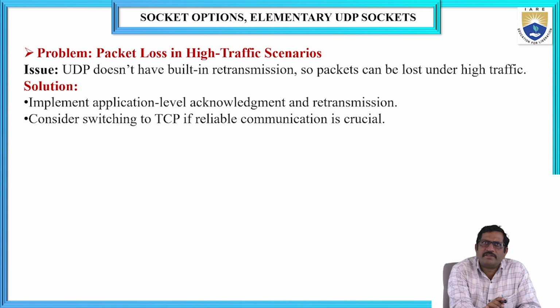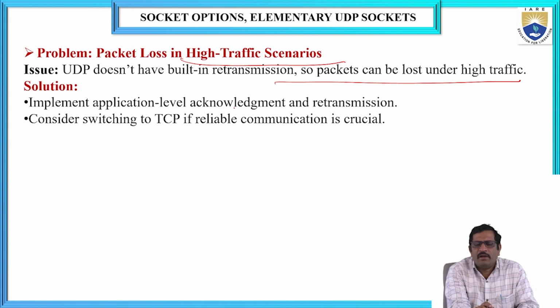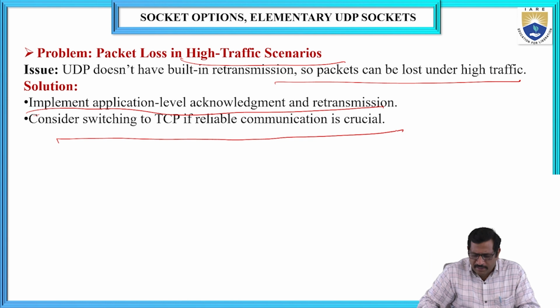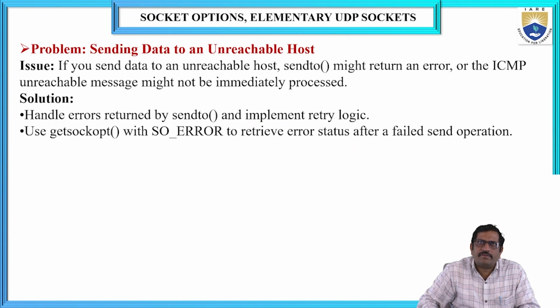The next problem is packet loss in high traffic scenarios. If the traffic is very high, some of the packets will be lost. The issue is UDP doesn't have built-in retransmission, so packets can be lost under high traffic. The solution is implementing application-level acknowledgement or retransmission. Consider switching to TCP if reliable communication is crucial. So this is the solution for that.